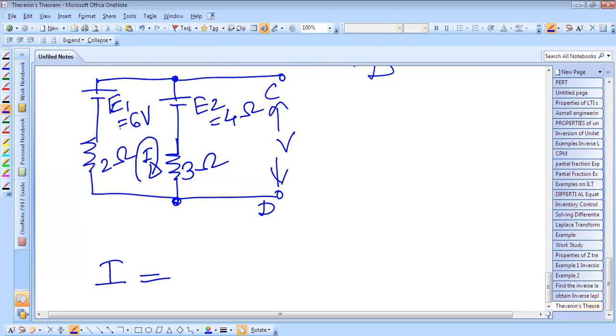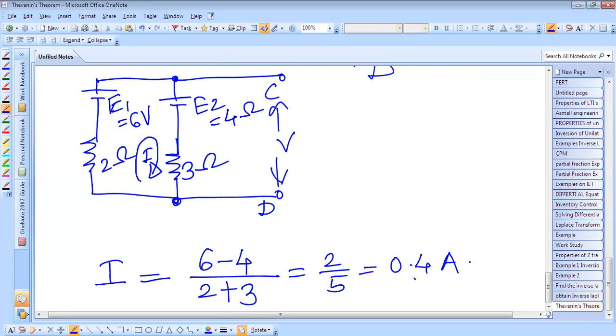What is the total voltage across this? 6 volt minus 4 volt, divided by the total resistance of this loop. This is 2 plus 3, so it is 2 by 5. This is equal to 0.4 ampere. Okay, so this is the current. Suppose we say this is the I1 current, the I1 current flowing through this loop.